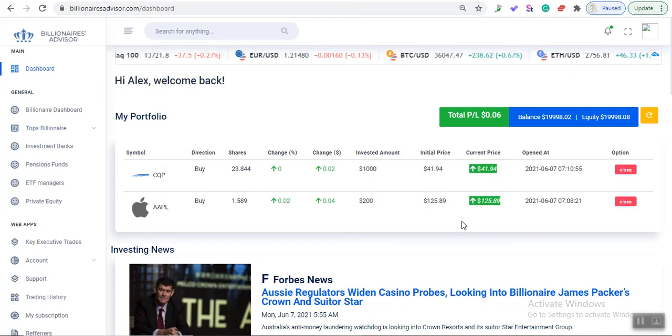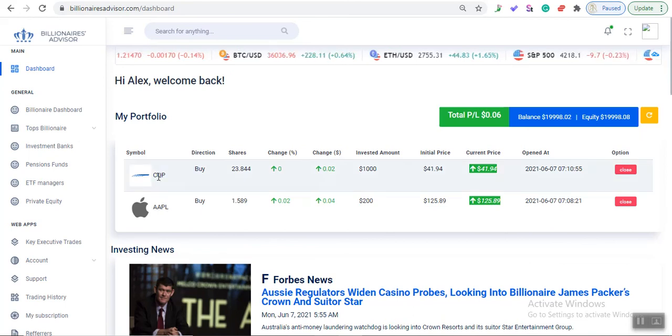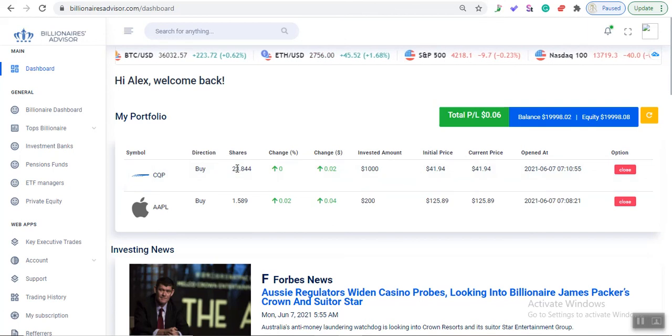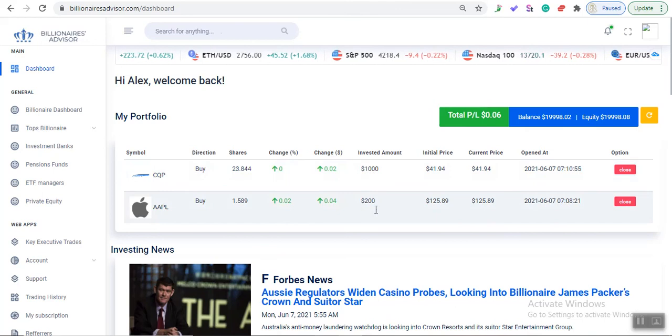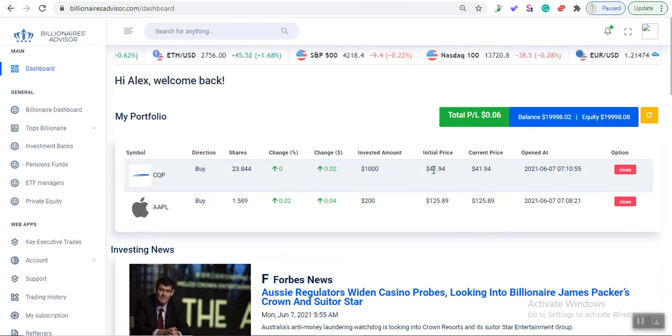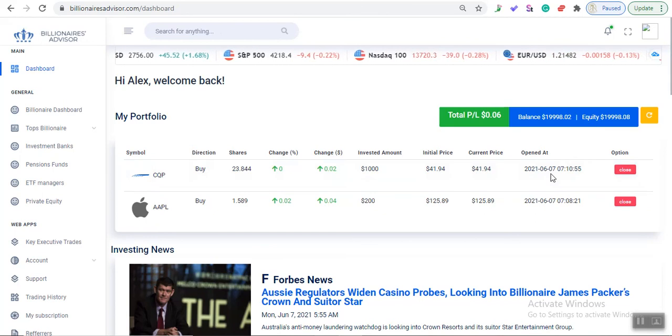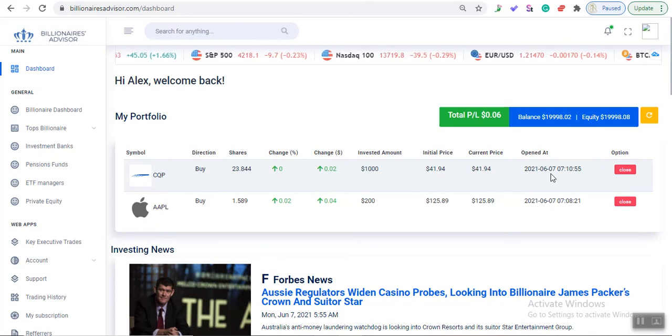As you could see, your portfolio, your trades have been executed, and you will see here the stock, the direction, which is buy, the amount of shares you own, percent change, invested amount, initial price, current price, and your opening date. That's how you trade like a billionaire.